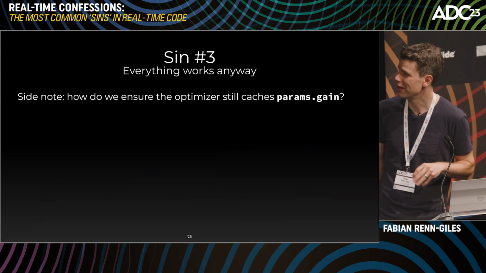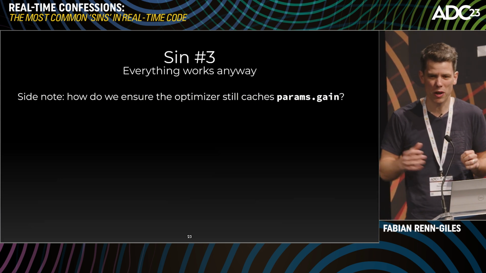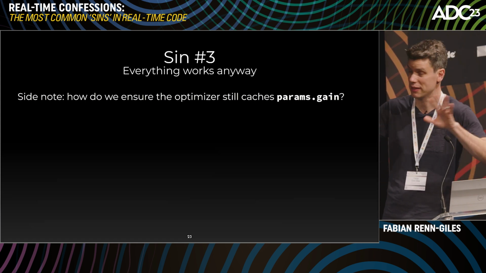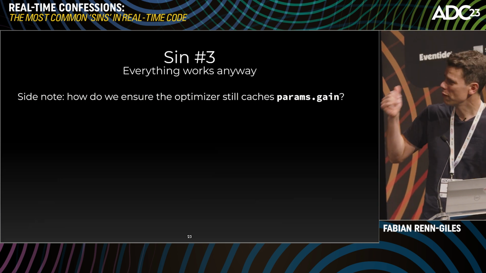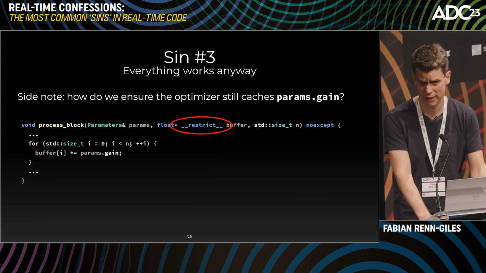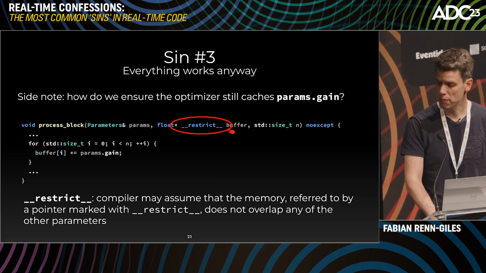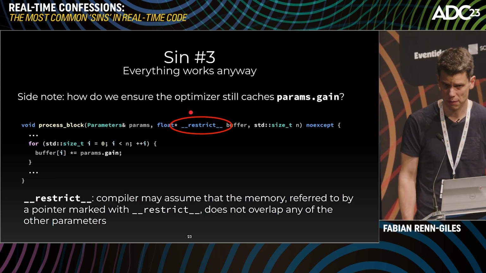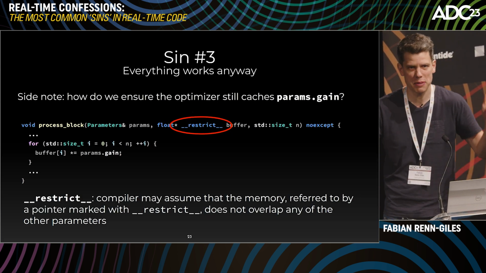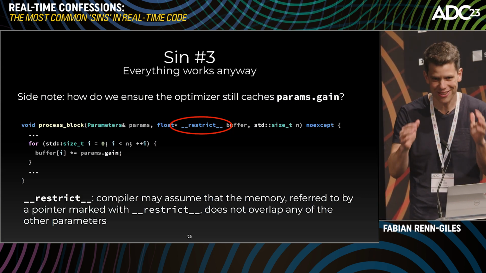So quick side note, that sounds really expensive, right? It's going to reload that thing sample by sample. What if we wanted the compiler to do that optimization? This has nothing to do with data races or real-time safety. It's just a quick side note. What do we do? Well, we add a keyword called restrict. Restrict informs the compiler that it may assume that the memory pointed to by buffer doesn't overlap any of the other parameters. And I put in a side note because if I look at low-level DSP code, I never see the restrict keyword, and it's so important. Just look at your assembly, people.